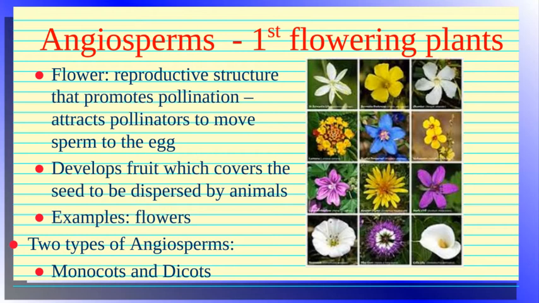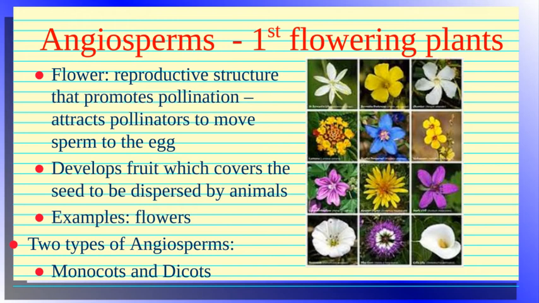Now, the egg is inside of the flower. And so when they feed off the nectar of the flower, the bee or the hummingbird is going to be transferring the pollen that they got from one flower into the next. So this is going to develop a fruit, which is going to cover the seed to be dispersed by animals. Example: any flowering plant, any plant that gives a flower.